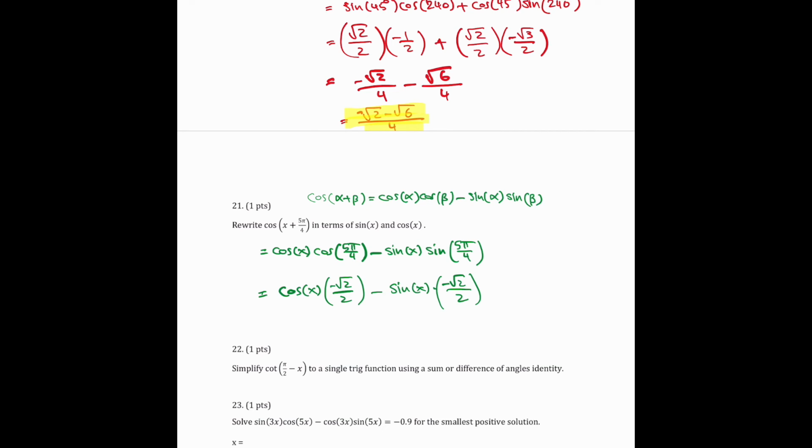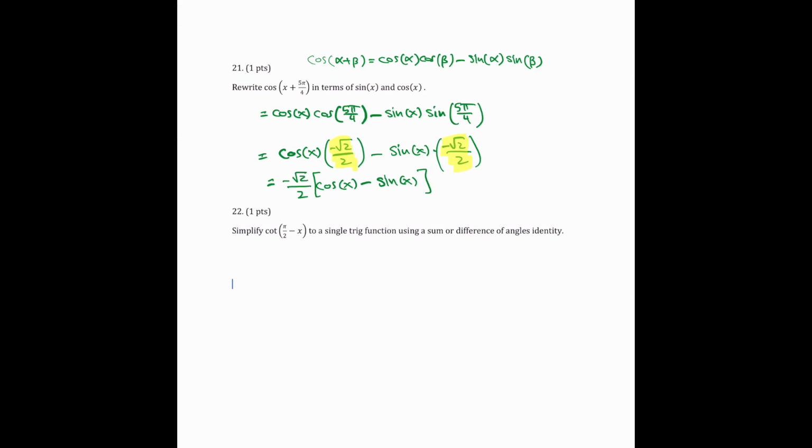If I wanted to simplify this a little bit, I'm going to bring the number in front of cosine and in front of sine. So this is going to become negative square root of 2 over 2 cosine x, or I can just pull it as a common factor, minus sine x. So what I did here, I pulled negative square root of 2 over 2 out as a common factor, and then you're going to end up with this expression.